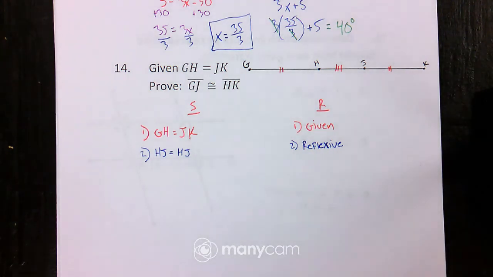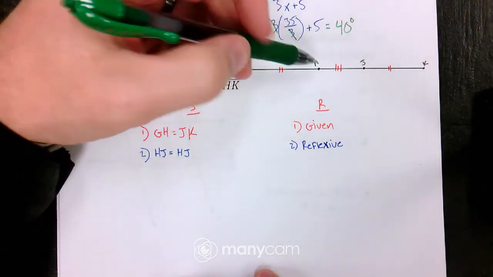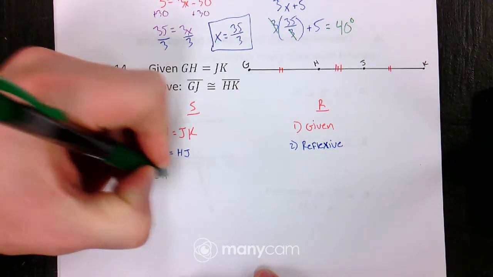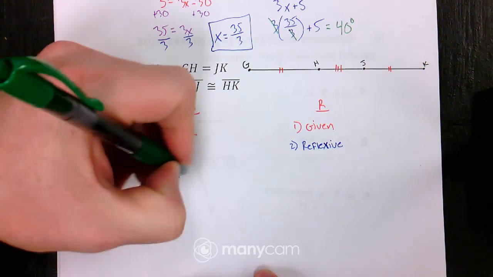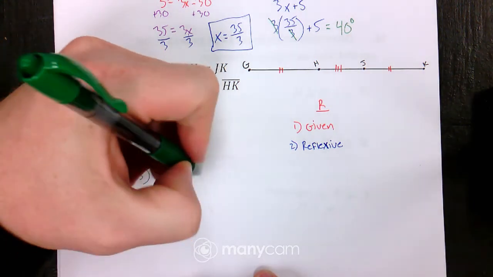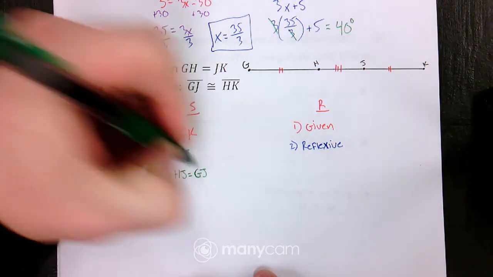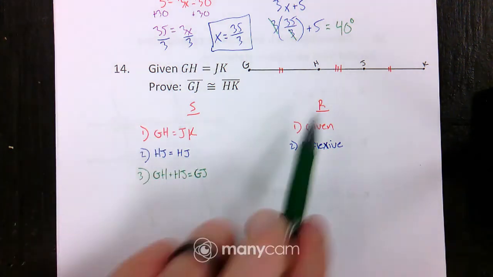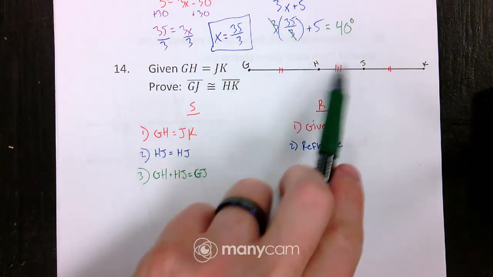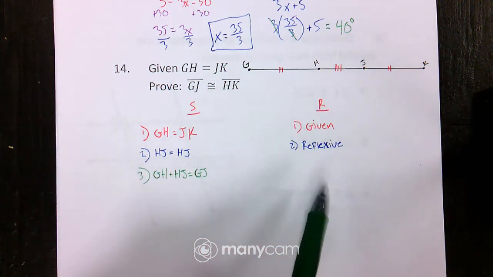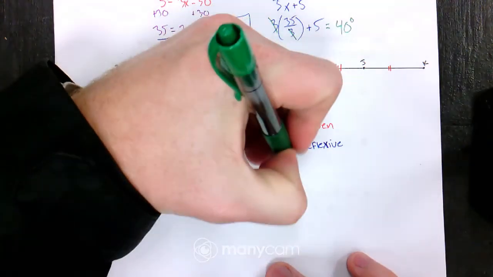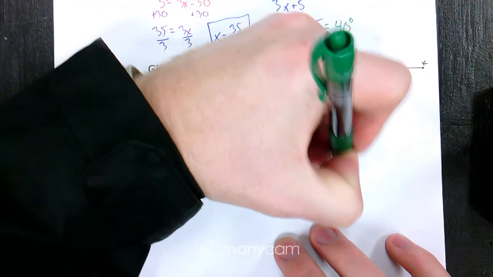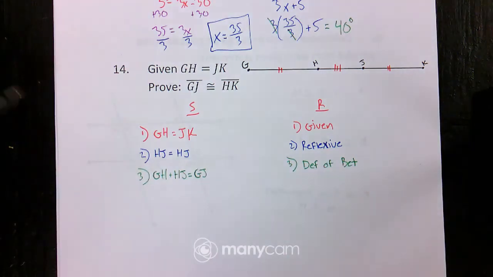Alright. I know that GH plus HJ has to equal the whole thing. Right? GH plus HJ equals the whole thing, GJ. How do I know that? We talked about that on the last problem on the first page. If you have 3 points on a line, and you take 2 of the pieces and add them together, they equal the whole thing, what's the reason for that? Okay, memorize this. We talked about it before. Definition of between. Okay, the definition of in between.